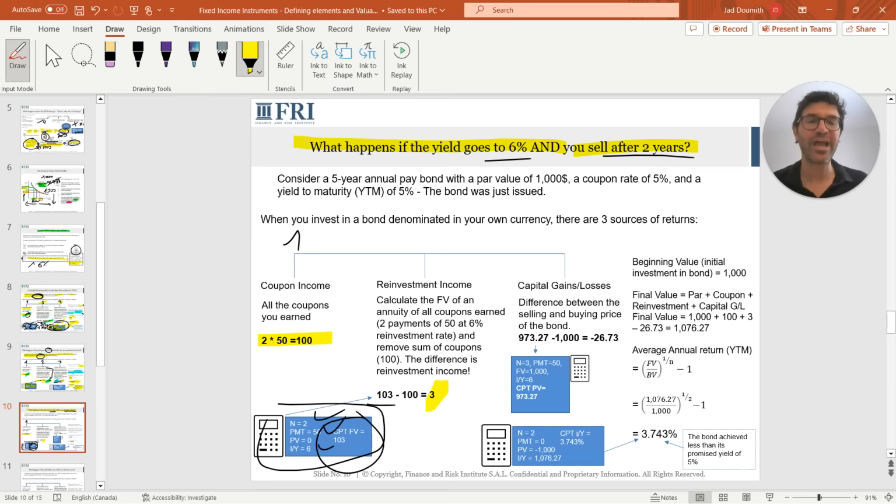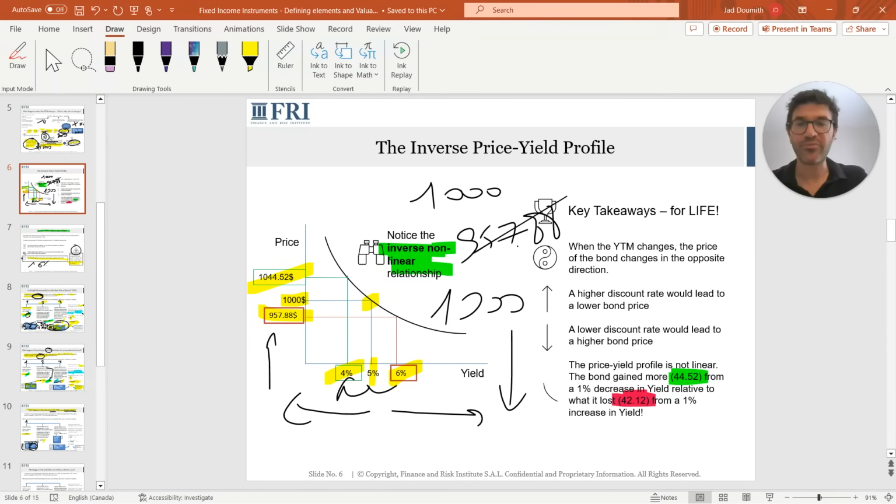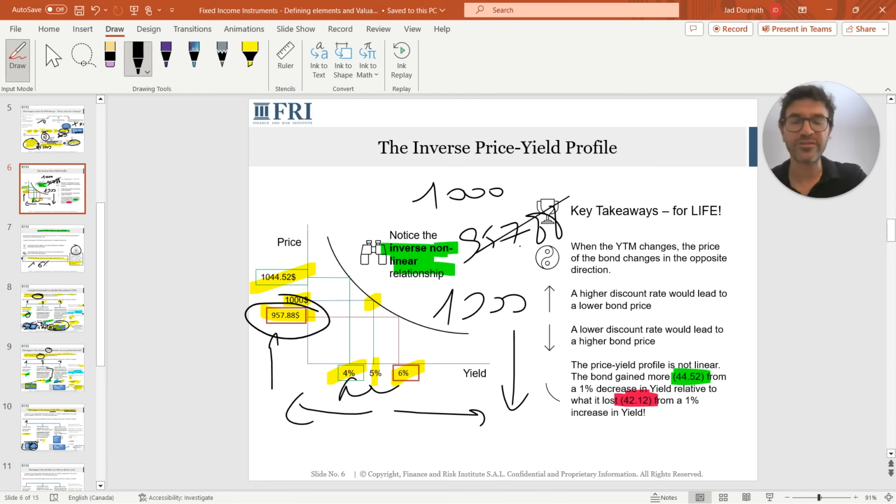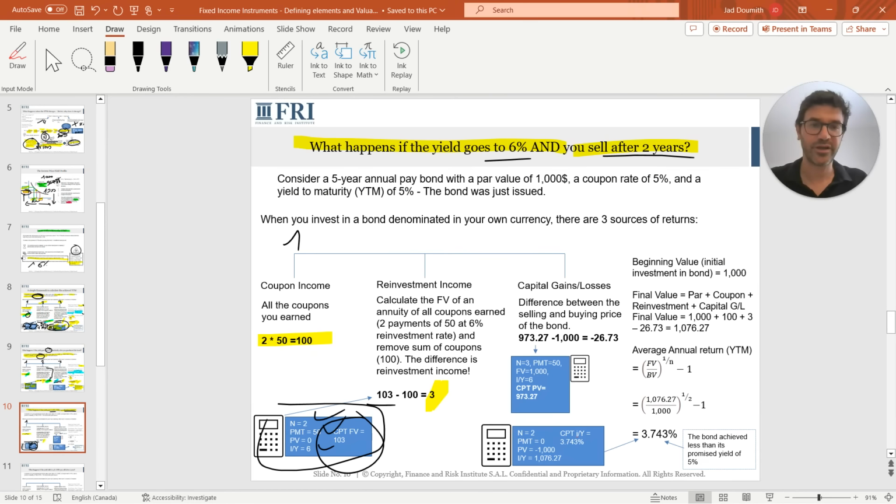Now, do we have a capital gain or loss, and how much? Yes, we do. Because when the yield to maturity went up from 5 to 6, the bond went down to 957. Of course, you did not sell it immediately. You sold it 2 years later, but not at maturity, so you don't get par. The bond would have converged a bit towards par, but you'd still be far from par. In the next slides, I will show you how the bond convergence works. A loss still exists, guys, because you sold the bond for less than 1,000.